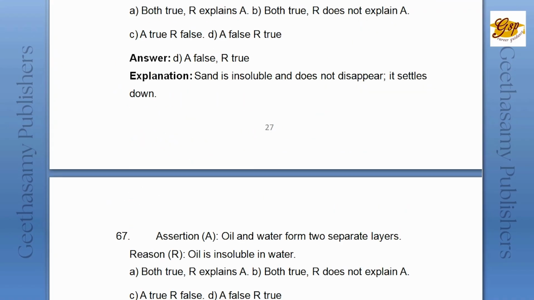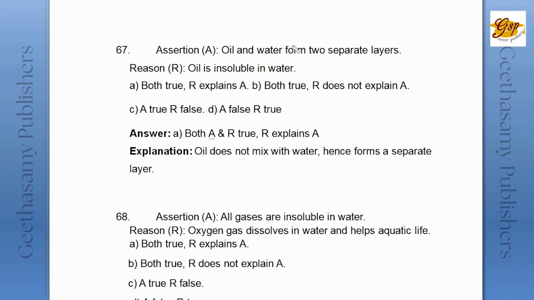Right? And 67th question. Assertion: Oil and water form two separate layers. Reason: Oil is insoluble in water. Both are true and R explains A; both are true and R does not explain A; A is true, R is false; A is false, R is true. The correct answer is both are true and R explains A. That is, oil does not mix with water, hence it forms a separate layer.